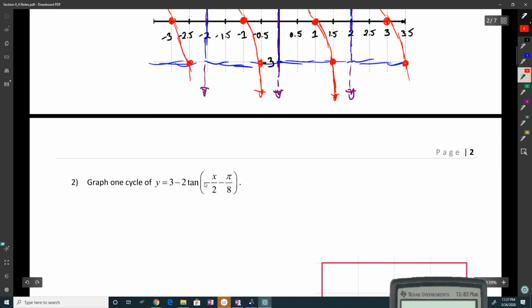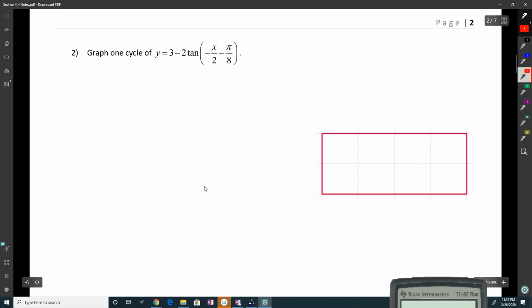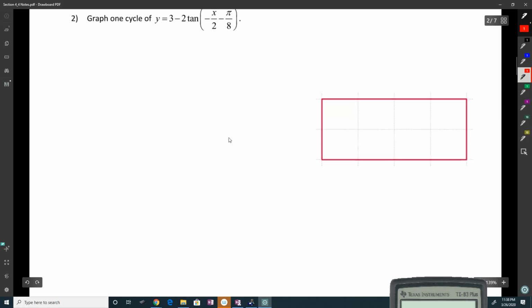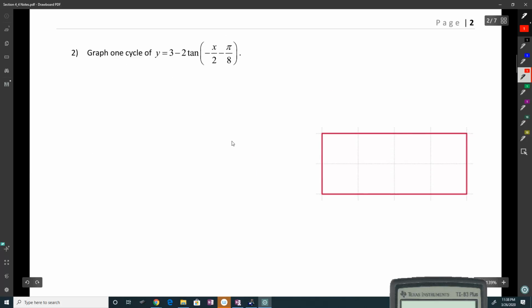Let's move on. So this one's a little bit harder. Graph one cycle of, and then they give you the equation. And notice here I provided the box for you because it's a little more complicated. So let's see. Our first thing we're going to do is we want to rewrite this equation.